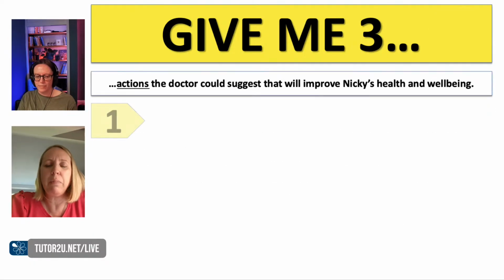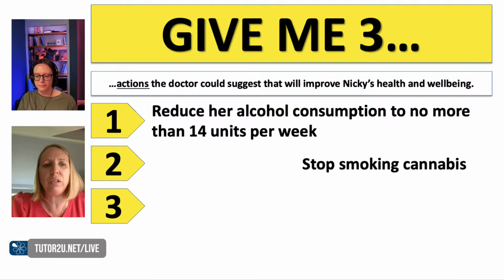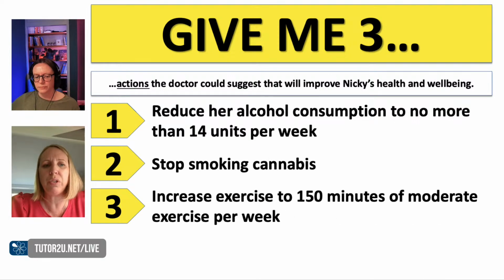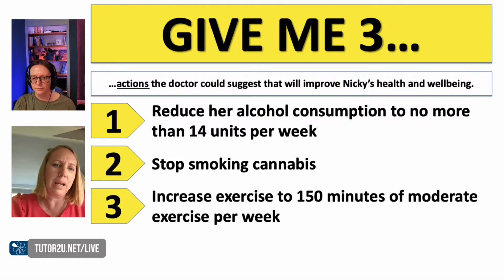Remember, when you've got the table, if you're writing actions, make sure you're saying that's something they're going to do. So we've got the word reduce here, for example. She's going to reduce her alcohol consumption to no more than 14 units per week. She's going to stop smoking cannabis, because that's an action. And then she's going to increase exercise to 150 minutes of moderate exercise per week. So make sure you've got a nice doing word that goes before your action in the table. Okay, brilliant.